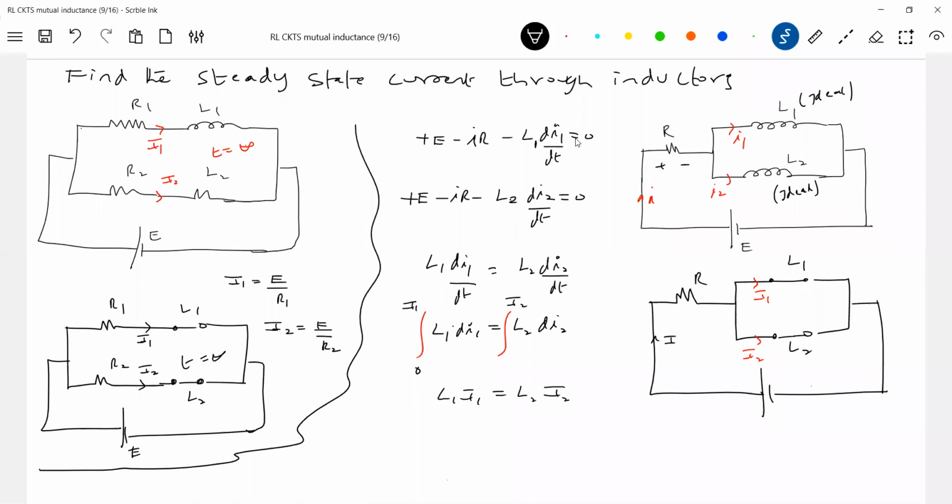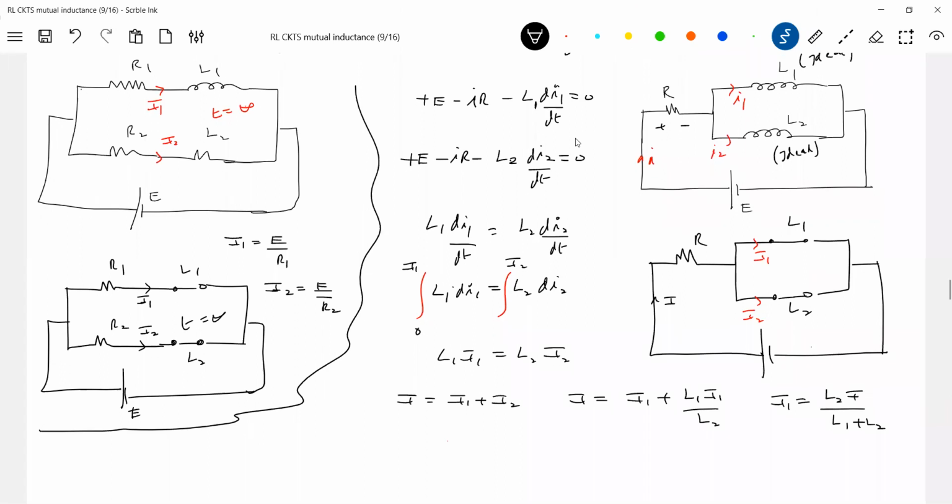So I is equal to I1 plus I2 from KCL. Then with this we'll get I1 and I2, substituting in this equation. I is equal to I1 plus L1 I1 by L2. So I1 is equal to L2 I by L1 plus L2. Similarly, what is I2? I2 is equal to L1 I by L1 plus L2.